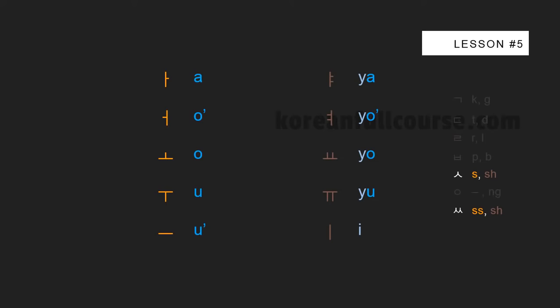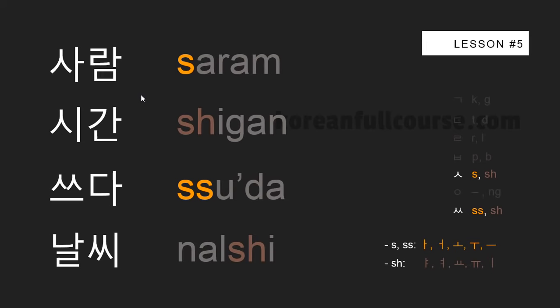사람, which means person. 시간, not 시간. I have seen foreigners who say 시간, but it sounds like if your name were Sean and someone would call you Son. Or instead of Shakira, someone would call her Sakira. These two letters sound different. The next word is 쓰다, which means to write or to use or to wear a hat, for example. And this is 날씨, which means weather.